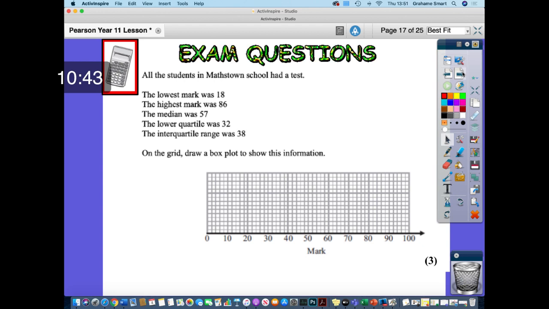Okay, have a look at these exam questions quickly for me. Spend 2 or 3 minutes on this one. Just be careful, it's not difficult, but you don't get given the upper quartile. You will need to work that one out with the information given. Off you go.